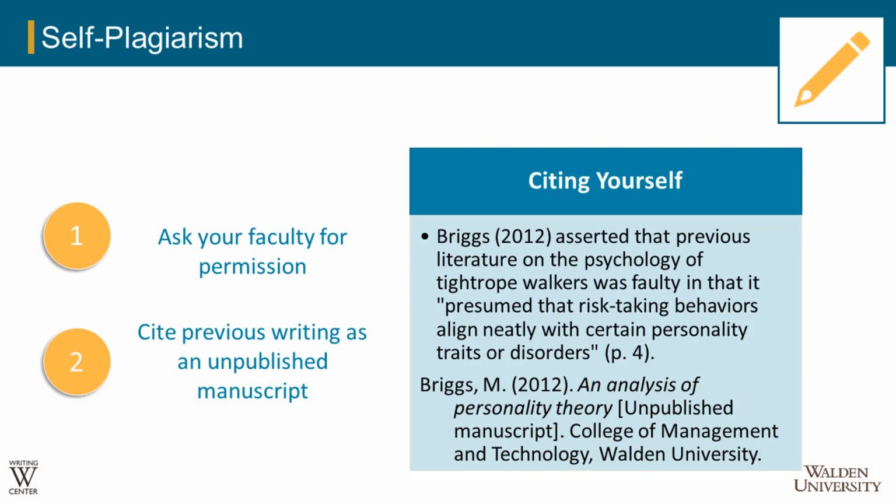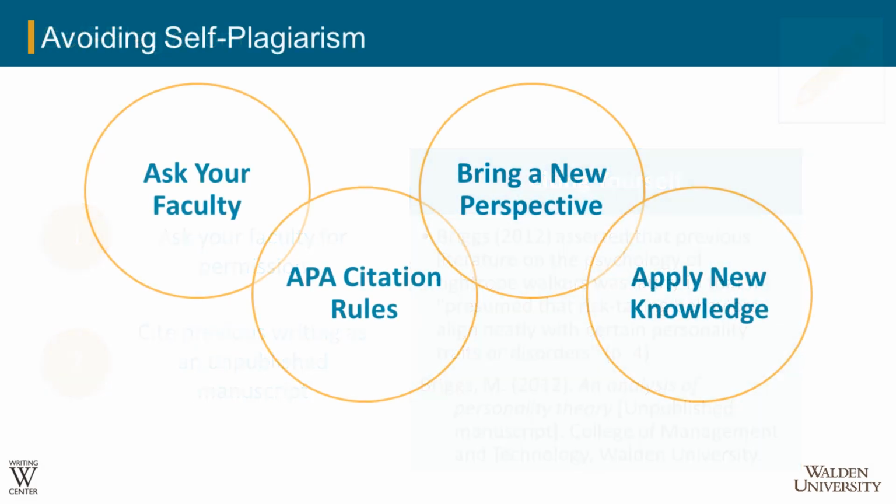Now you know what self-plagiarism is, what self-plagiarism can look like, and how to cite yourself. Let's think about strategies to help you avoid self-plagiarism or misuse of your own past writing. First, be sure to always ask your faculty when you'd like to use past writing and when you have questions. Your faculty can best guide you on what is appropriate in your current assignment and course.